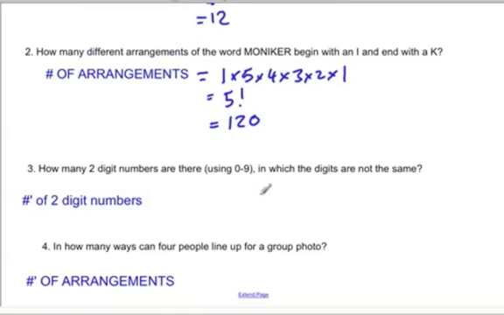Now, the number of 2-digit numbers using 0 to 9 where the digits are not the same. So this is quite straightforward. The first thing you have to remember is we can't have a 0, because if we had a 0 first, like 0, 9, that's a 1-digit number, that's just 9. So we have 9 choices for our first number. And if the digits can't be the same, if this was a 1, then we can't use a 1, so it's got to be 9 choices for the second number. And so that's going to be 81 choices.